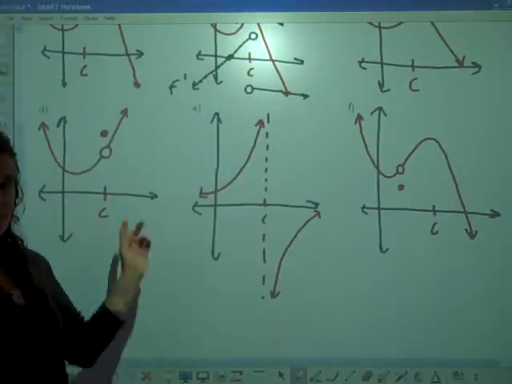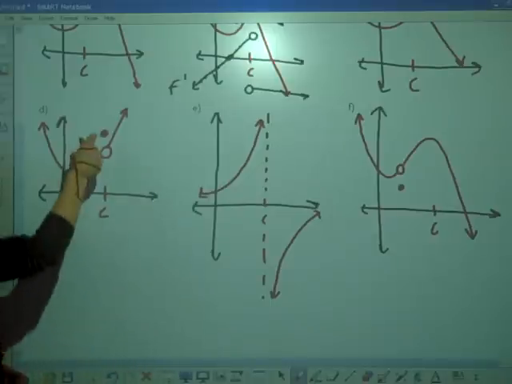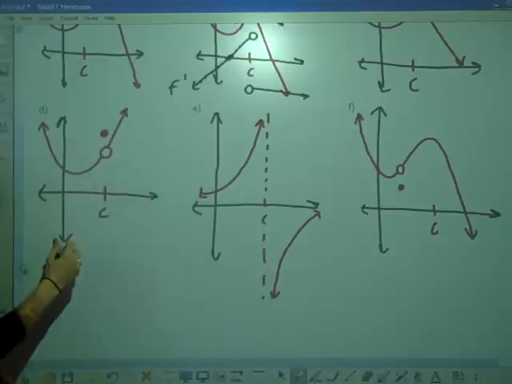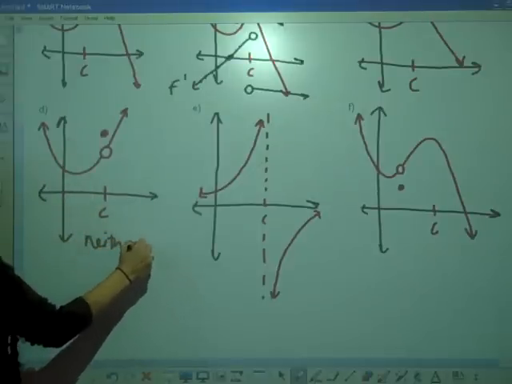All right, part D, continuous? No, not continuous, right? You have that hole. So if that dot had filled that hole, then it would have become continuous, but it's not continuous. Therefore, neither differentiable nor continuous.